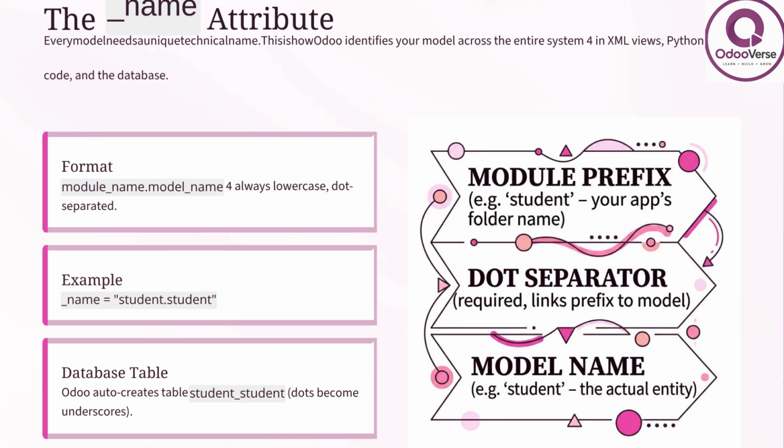Now, let's talk about the _name attribute. Every Odoo model needs a unique technical name. This name is used across Python code, XML, views, menus, and the database. The format is usually module_name.model_name. For example, student.student. And internally, Odoo automatically creates a database table called student_student. So dots are converted into underscores automatically.